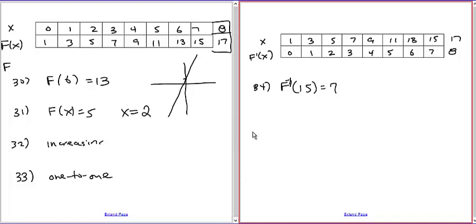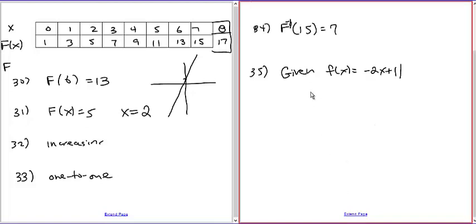Now it says here, given, well, this 35 has nothing to do with the table. So this is a completely different problem. It says, given that f of x equals negative 2x plus 11, find the inverse function. Well, that's easy. Replace f of x with y, switch x and y, nothing else. Don't change any signs.